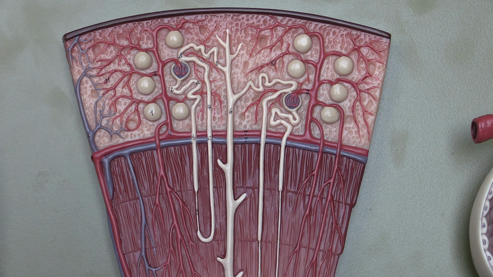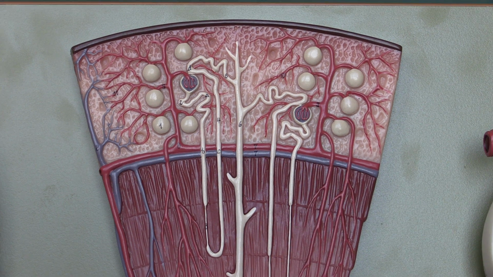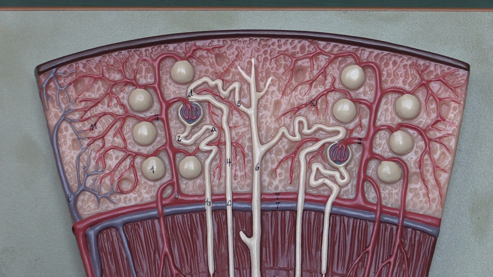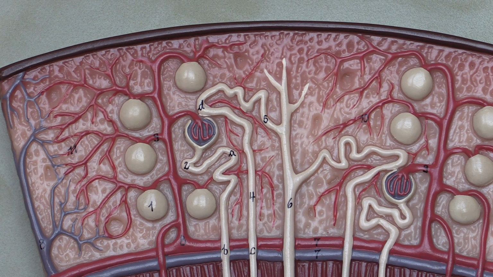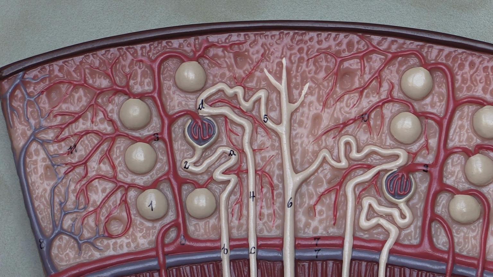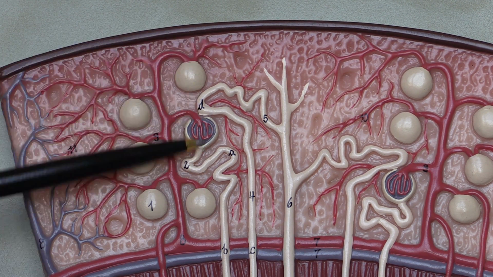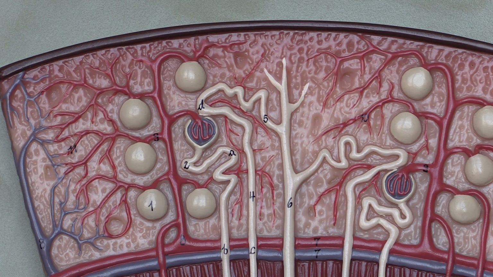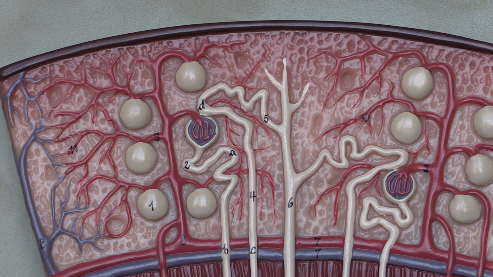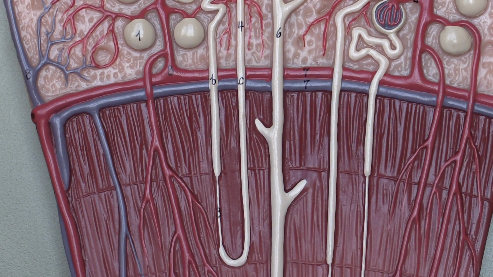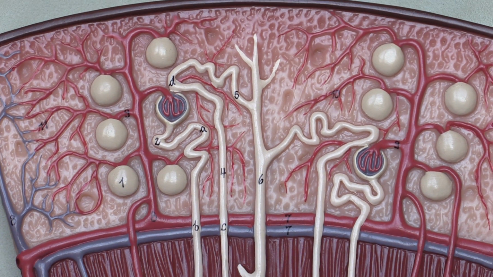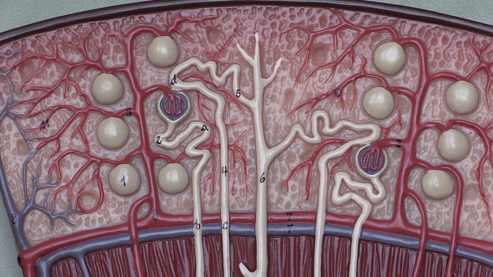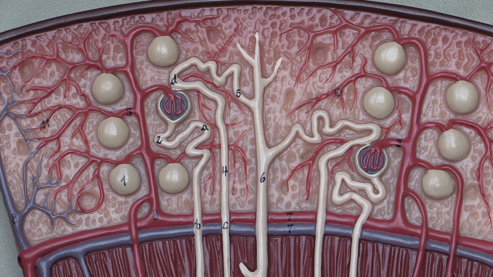So if we trace this cortical nephron here, we see that the corpuscle is in the outer part of the cortex. The same would be true of this one or this one. And then we notice that there's a relatively short loop before it goes back up and drains into the collecting duct here. And 80 to 85% of nephrons are these cortical type of nephrons.